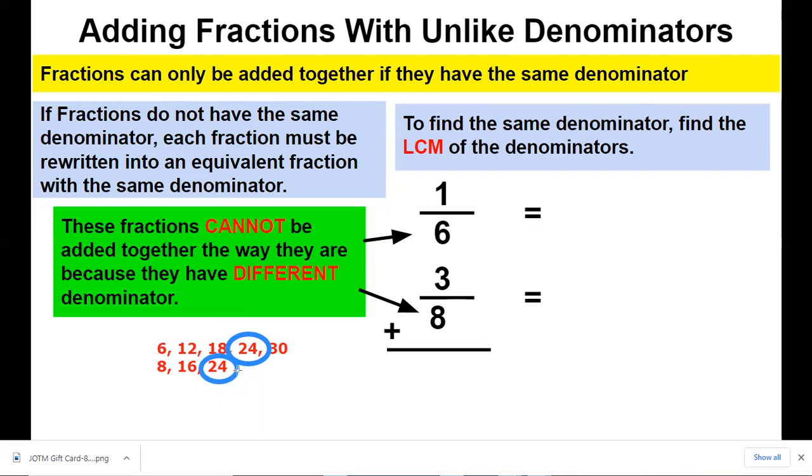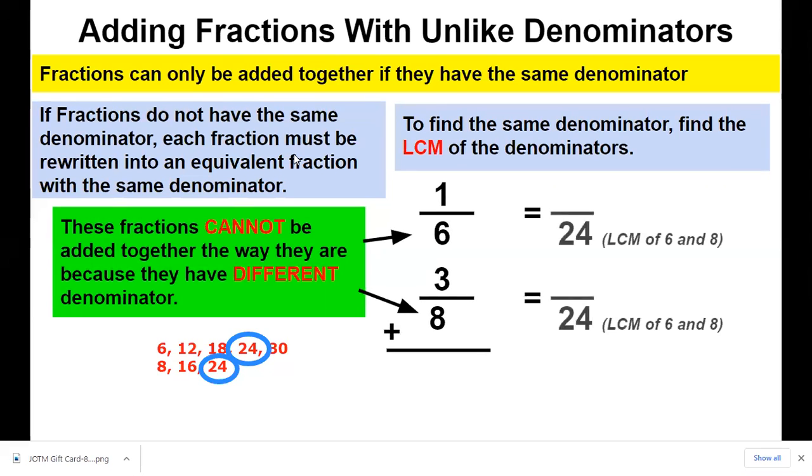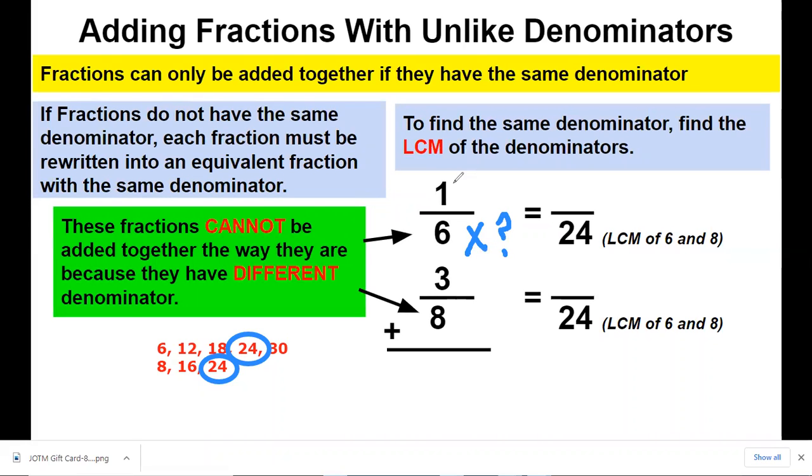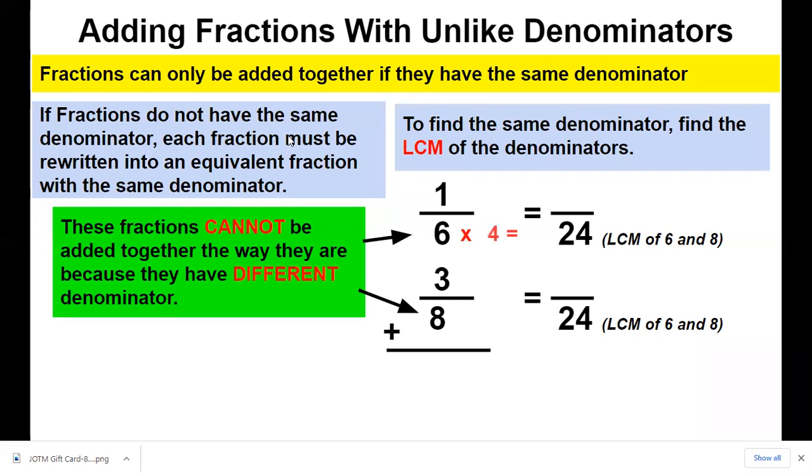So my bottom number, my denominator, is going to be 24. That'll be my common denominator. So let's go ahead and put that in over there. The least common multiple of 6 and 8 is 24. So now I say 6 times what gives me 24? And then I'm going to multiply the top by that same number. So 6 times 4 is equal to 24. So I'm going to multiply the top number 1 times 4 as well to give me 4/24. So 1/6 is equivalent to 4/24.